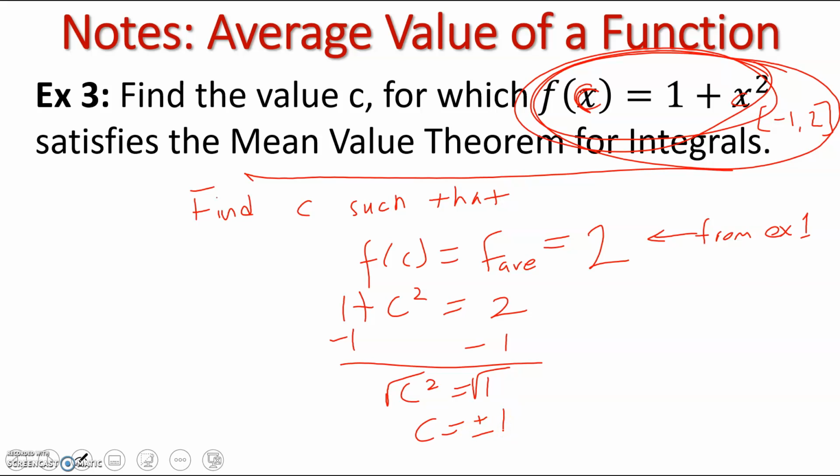So what this says is then, at the values of 1 and negative 1, our function is equivalent to that average value of 2. And when you look at the function, you could see that it makes sense, right? If I plug in 1, I get 1 plus 1 squared, which is 2. If I plug in negative 1, I get 1 plus negative 1 squared, which is also 2, and that was our average value. And that's it.